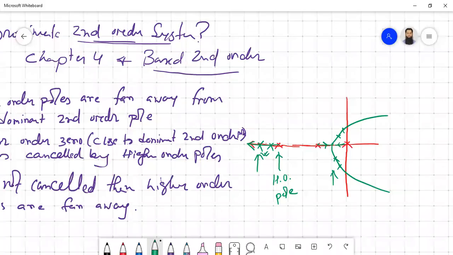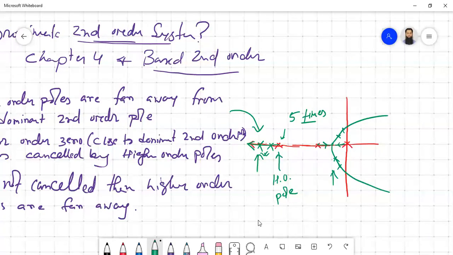Ideally, academically, in this particular book, they have used 5 times away. If the higher order pole is 5 times away from the dominant second order poles, then we can approximate that the behavior of the system will be closer to a second order system. So this is approximation number 1.